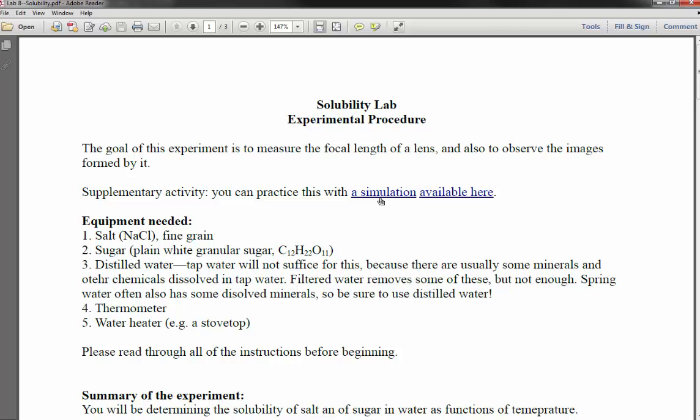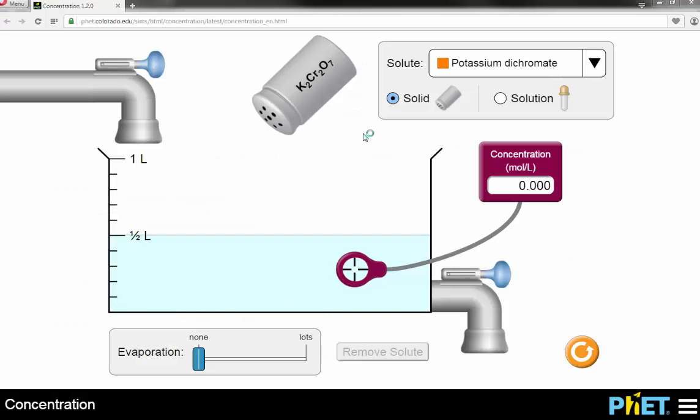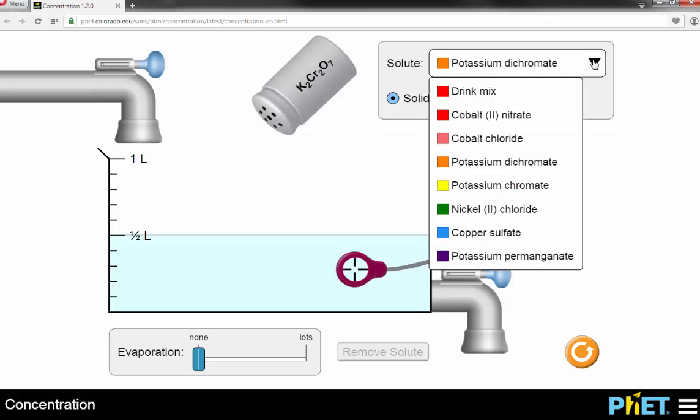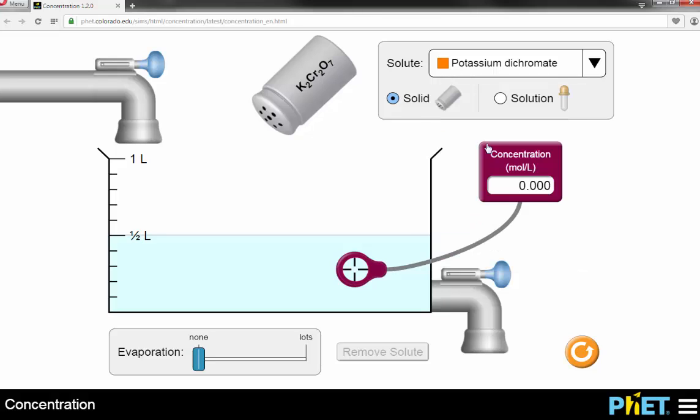This is the concentration simulation. There's actually a second one on here that's specific to sugar and salt, but I'm going to go ahead and do the concentration simulation because, despite the fact that it's using different materials than what you're supposed to be using, it's actually a little bit closer to the lab that we're doing. So here is what the interface for this simulation looks like. You can choose what you're going to use as your solute. I'm going to stick with potassium dichromate.